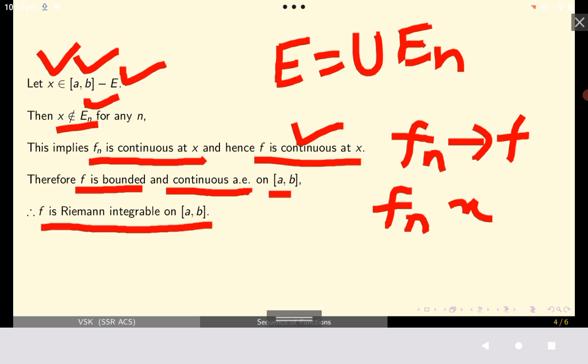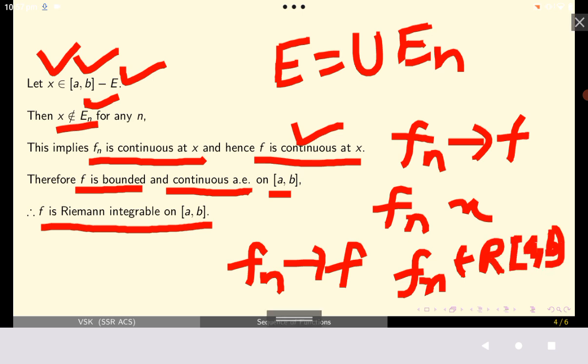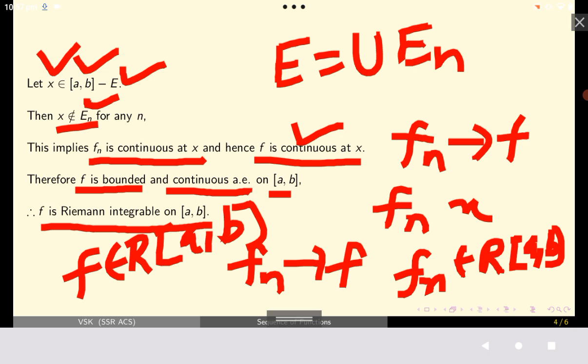In this way we have proved that the resulting function F is also Riemann integrable in the case when Fn converges to F uniformly and each Fn is Riemann integrable. Then finally the resulting function F is also Riemann integrable on [a, b], that we have proved.